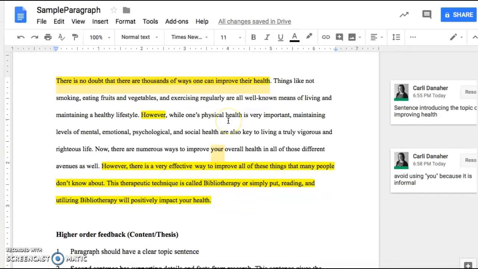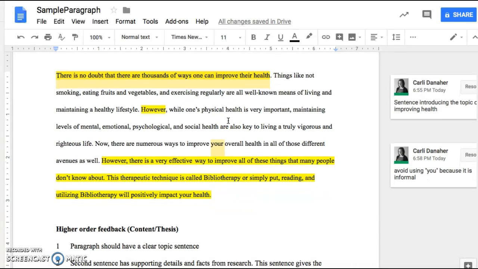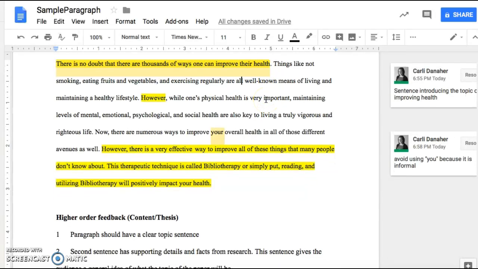So we can see that the writer is supporting their idea of improving health by giving us examples like not smoking, eating fruits and vegetables, and exercising regularly. So after the research, they probably found that these are the things that would be recommended for improving health.